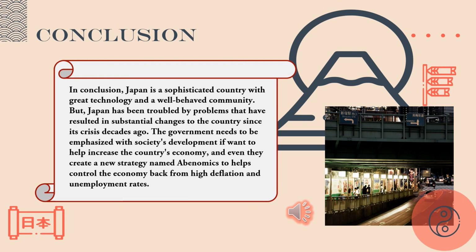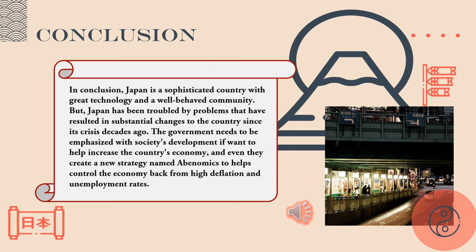In conclusion, as we all know, Japan is a sophisticated country with great technology and a well-behaved community. Nevertheless, Japan has been troubled by problems that have resulted in substantial changes to the country since its crisis decades ago. Therefore, to begin with, Japan has been struggling to control its economy despite confronting deflation by developing a new strategy known as Abenomics.